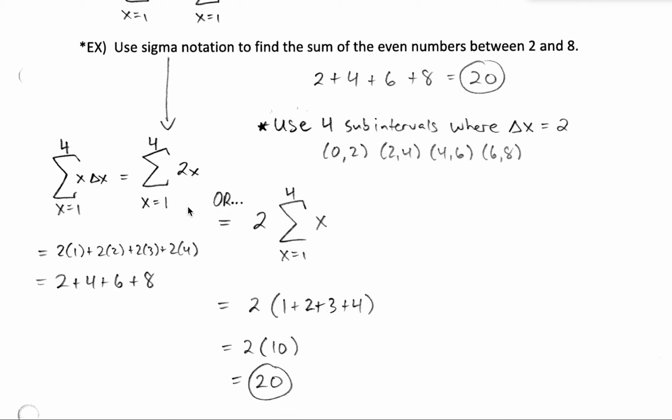If you wanted to use one of our properties there to do it instead, take that coefficient out to the front. So now we're plugging in values from 1 to 4 here. So 1 plus 2 plus 3 plus 4, that's 10. And if we double that, we still get 20. So it works either way we do it.